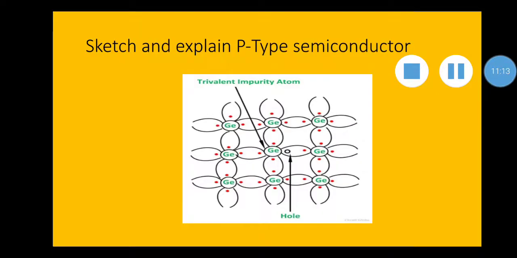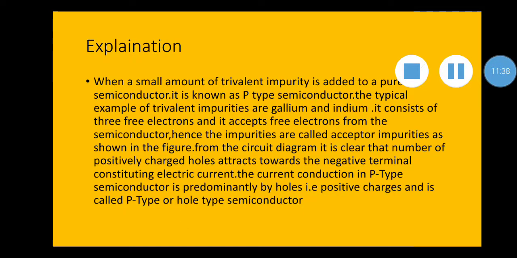That is P-type semiconductor. Sketch and explain P-type semiconductor. Here in this area, N-type semiconductor has extra electrons, P-type semiconductor has one less electron, that is the hole, that is trivalent impurity atoms. It is called a trivalent impurity atom. When a small amount of trivalent impurity is added to a pure semiconductor, it is known as P-type semiconductor.